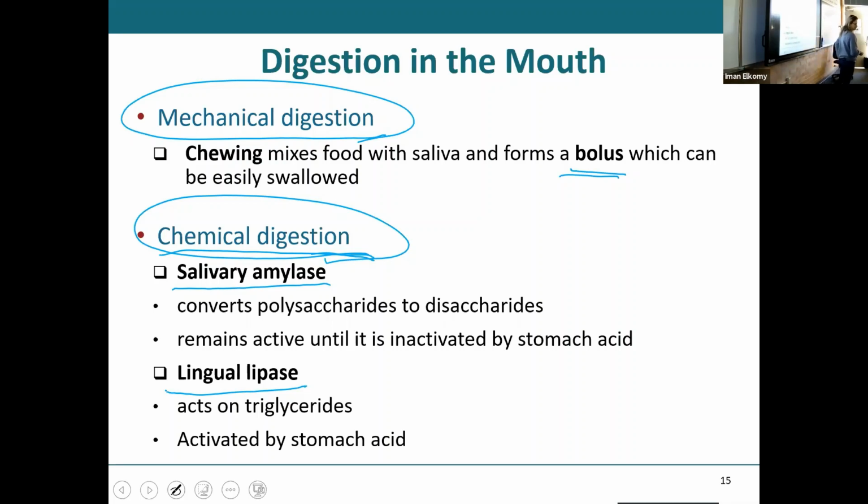Okay, salivary amylase, lingual lipase. Both of them are coming from salivary glands. What does salivary amylase do? It breaks down sugars. More specifically, it takes your polysaccharides and turns them into disaccharides. What does lingual lipase do? Well, it breaks down fats. So it is going to help break down the triglycerides. Those are the fats. So salivary amylase are sugars, and lingual lipase is fat.